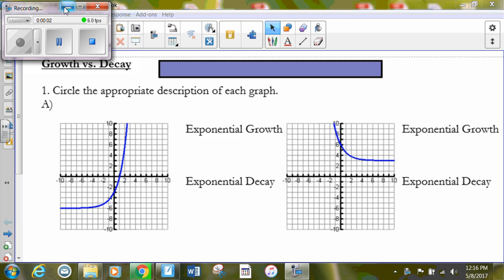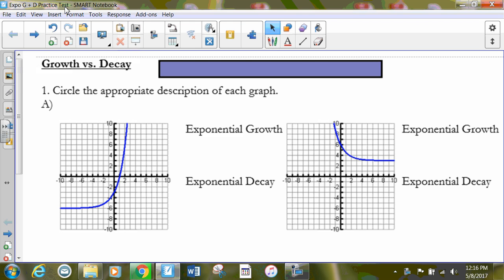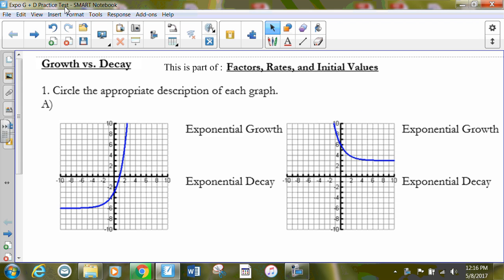Okay, here we go. It's our last practice test tutorial for the year. This is over exponential growth and decay. It's practice test 1. There is only one practice test. And this growth and decay section is part of the factors, rates, and initial values. There are only 4 sections on this test. So this is included in the factors, rates, and initial values.